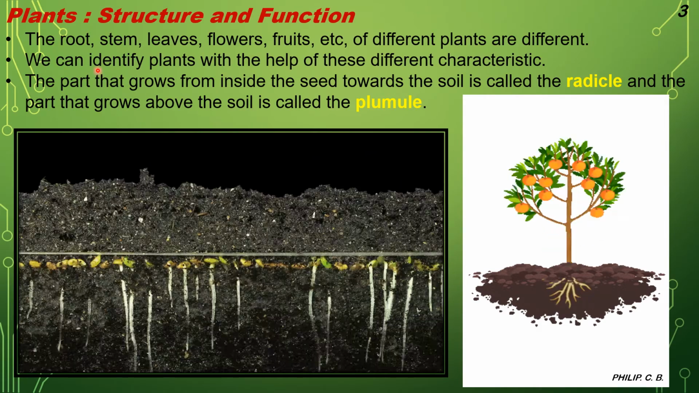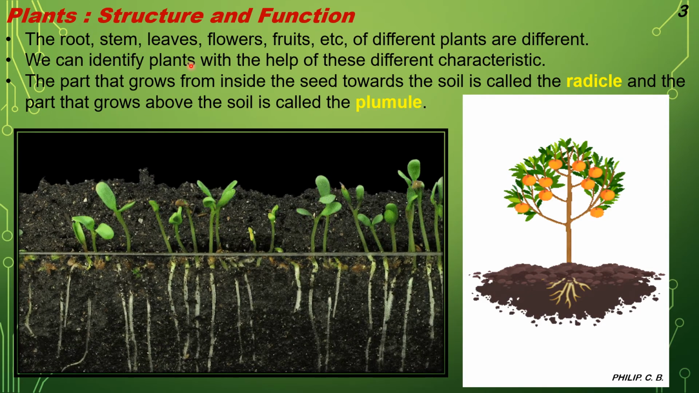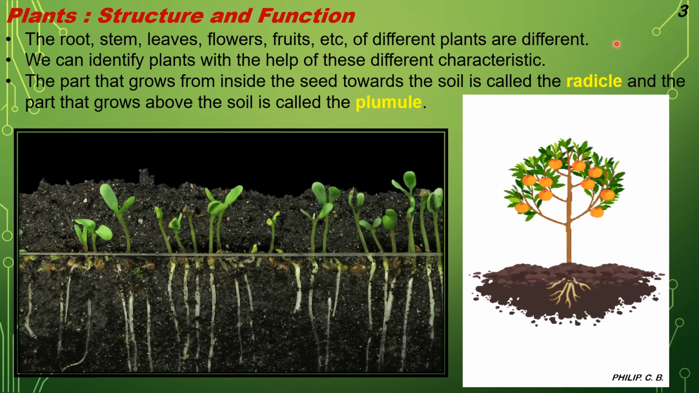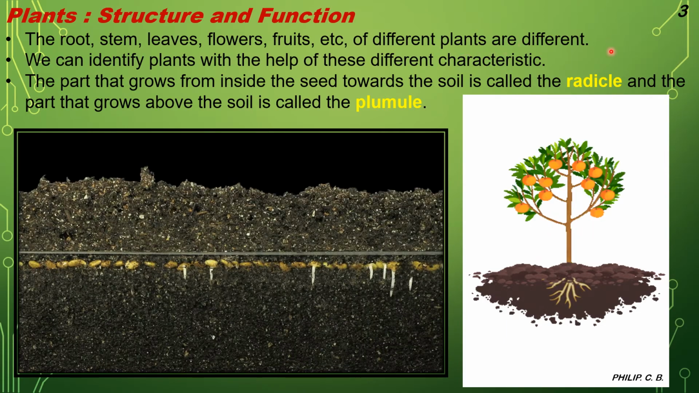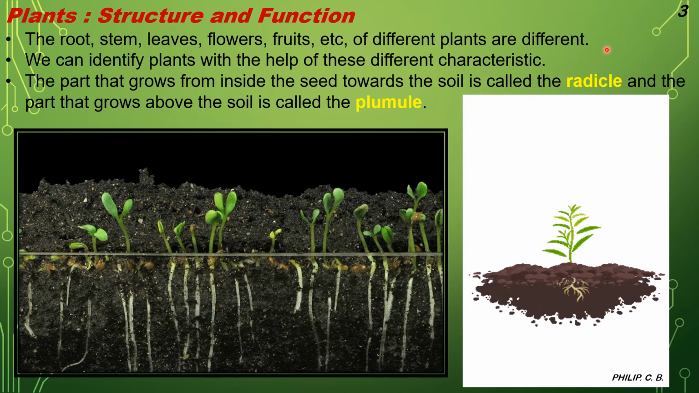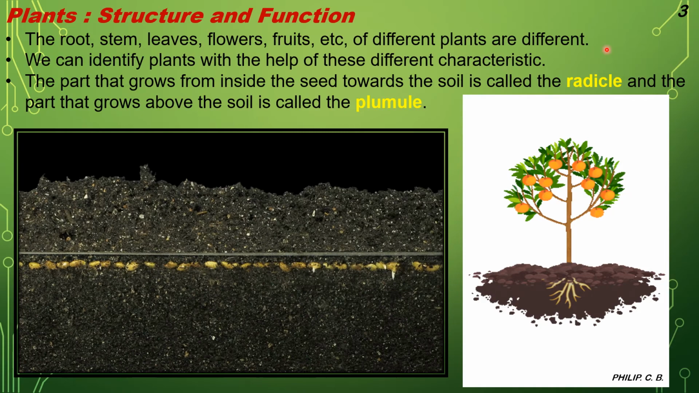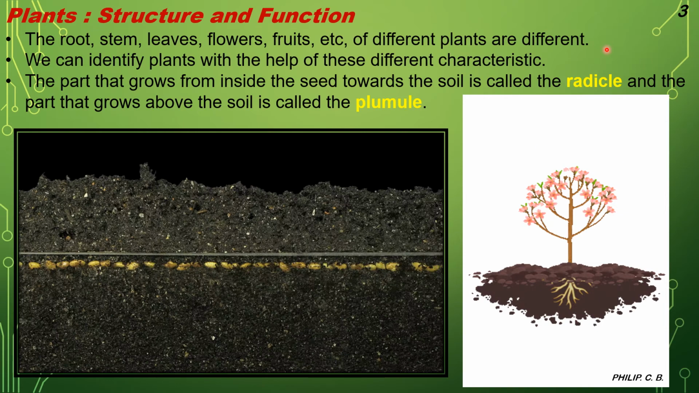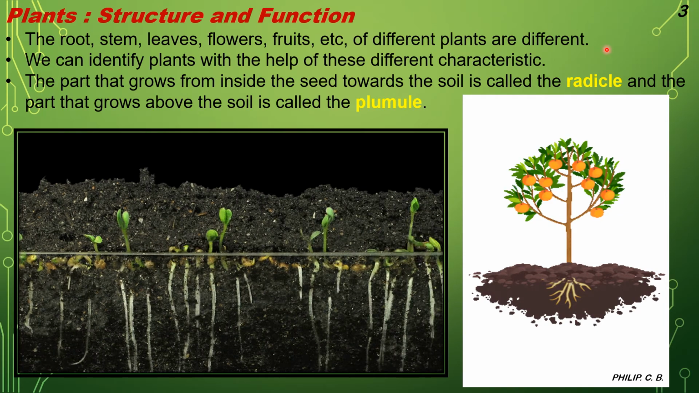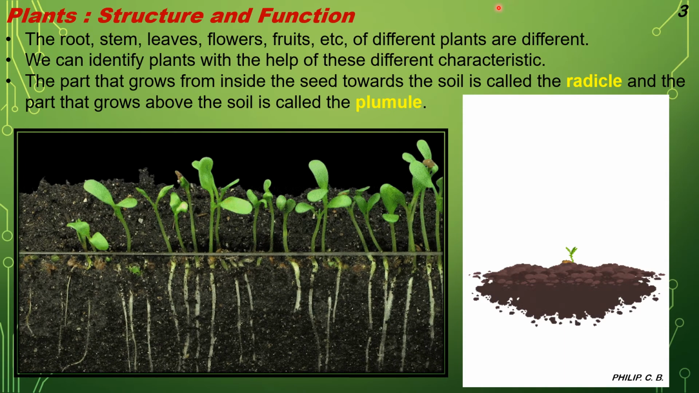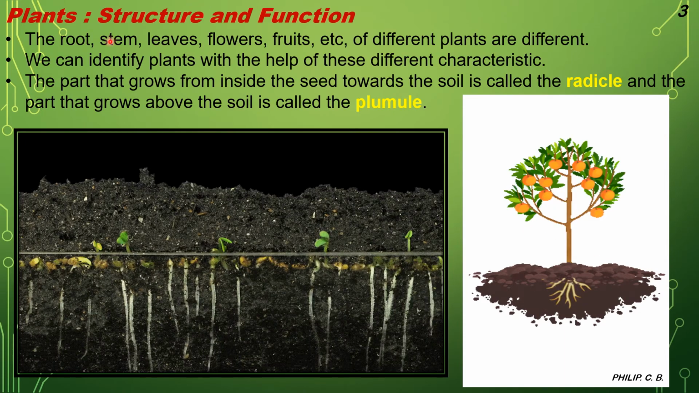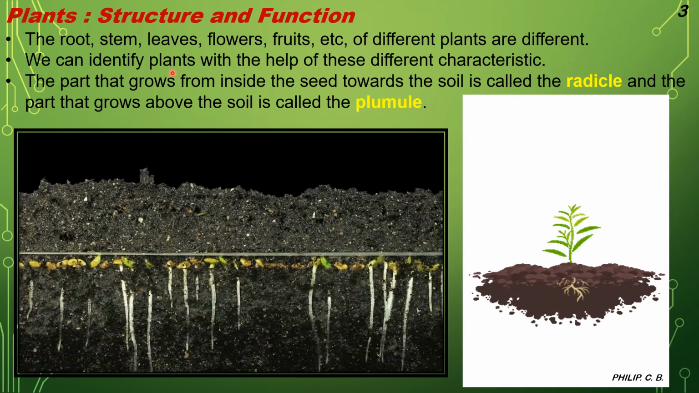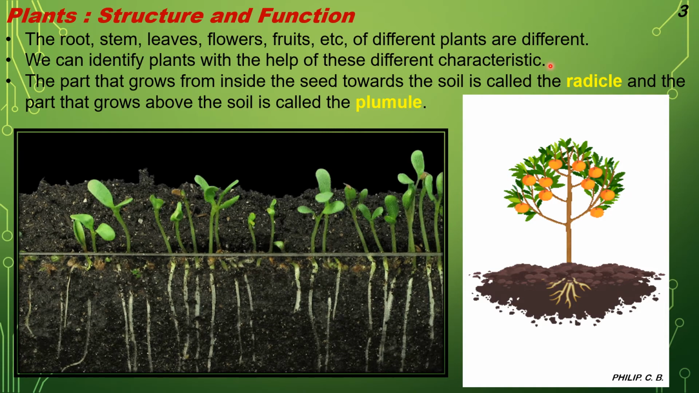So you can take the points one by one. The root, stem, leaves, flowers, fruits, etc. of different plants are different. What does that mean? If you have seen the plants around us, all the plants are different, right? Their leaf shape, the flower shape, colors are different, fruits, the shapes are different, it may be small, big or huge, right? In case of watermelon, correct? So there are different shapes, even stem, the root, so all are of different shapes and sizes, right? So we can identify plants with the help of these different characteristics.